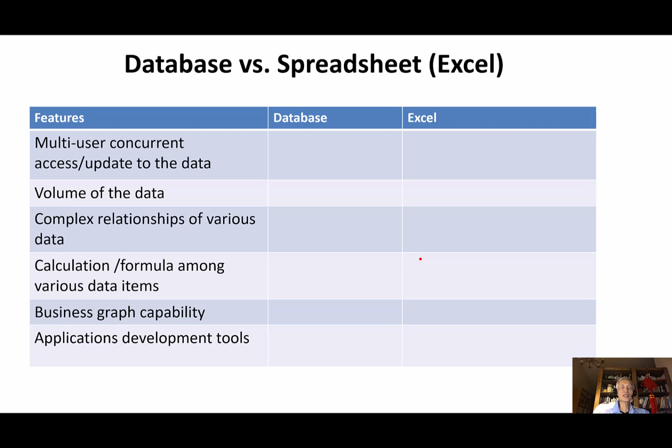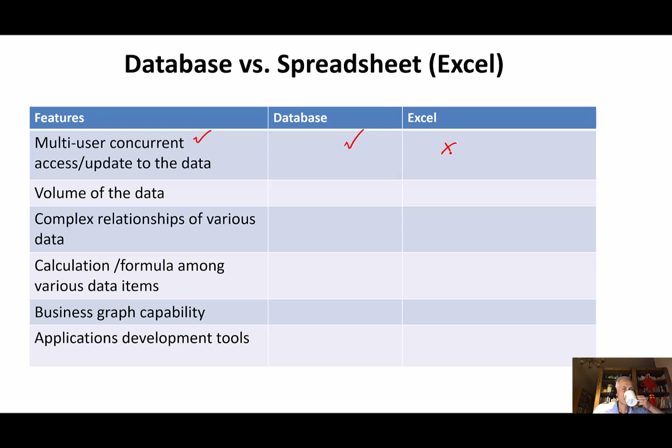Here I list some criteria to help us decide which solution you may want to consider. First of all, if your application requires multi-user concurrent access to your data, an online reservation system being a very typical application, then you're talking about a database, not Excel. Excel tends to be designed to be used by a single user, and only one user can access that Excel file at a time.